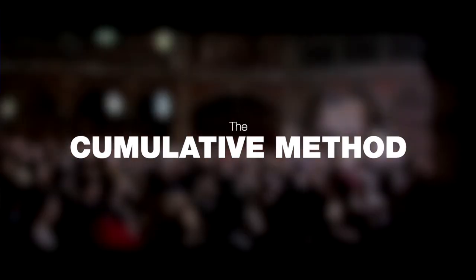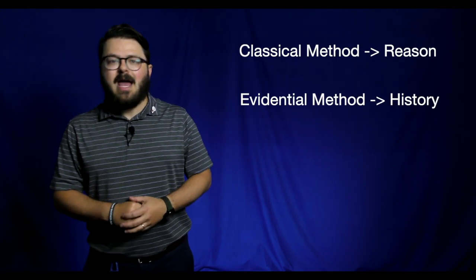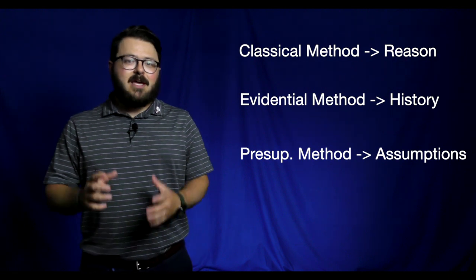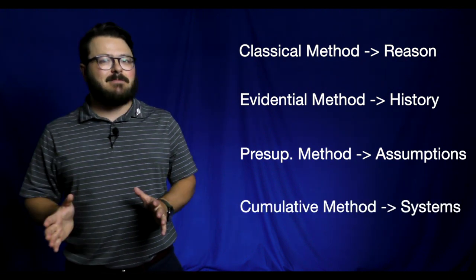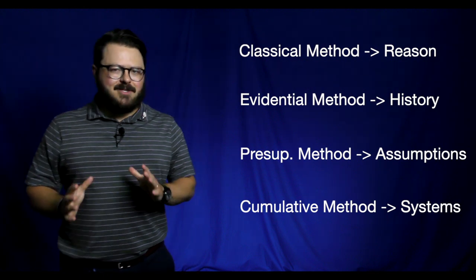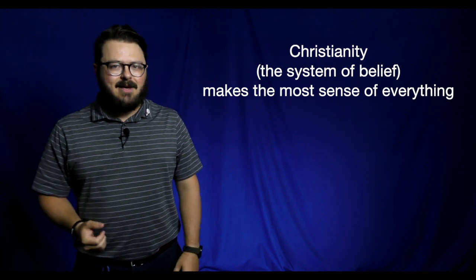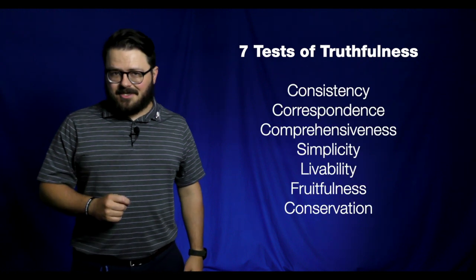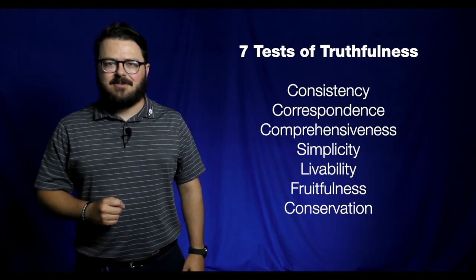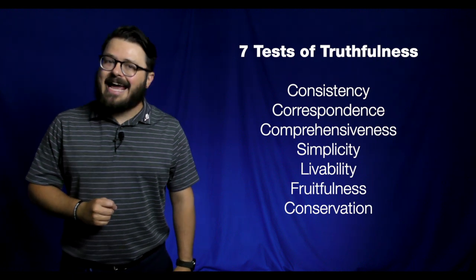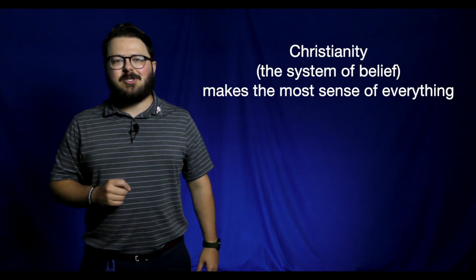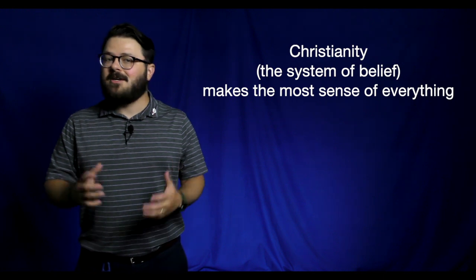Fourth, cumulative apologetics. The classical method focused on reason, the evidential on history, and the presuppositional on assumptions. The cumulative method focuses on systems of belief. In short, the method's argument is that Christianity as a belief system makes the most sense of reality and everything in it. It accomplishes this by looking at the following 7 areas of any belief system: consistency, correspondence, comprehensiveness, simplicity, livability, fruitfulness, and conservation. By using these 7 tests of truthfulness to navigate our critique of any belief system, this method suggests that only Christianity provides satisfying results to such analysis.